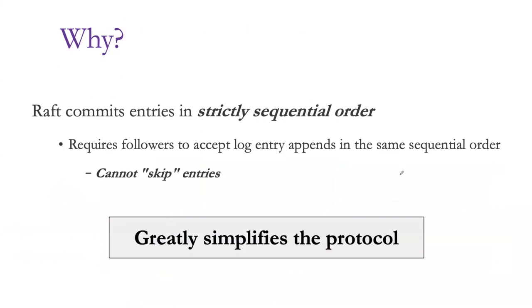But why does Raft commit the entries in strictly sequential order? With this, how is it helping? The entries in the log record are up to date. If any fake log records come, those fake log records are simply removed from the log replication. And at any term, every server in the network maintains the same log entries. So Raft requires the followers to accept the log entry appends in the same sequential order. They cannot skip these entries. So there should be a consistency. So it is a greatly simplified protocol compared to your Paxos.